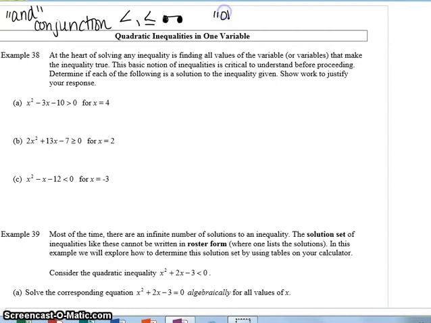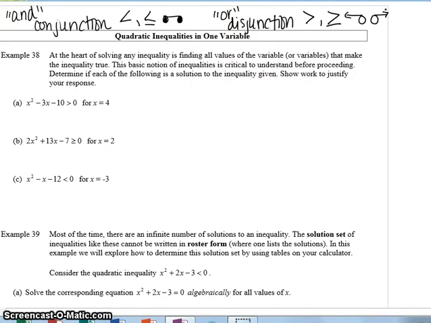The opposite of "and" in math is "or," and the opposite of a conjunction is a disjunction. Okay, disjunction is always for greater thans or greater than or equal to's. So that's when they shoot out in opposite directions, okay? So those are "or" statements. So if I look at example 38 here, these are pretty easy.